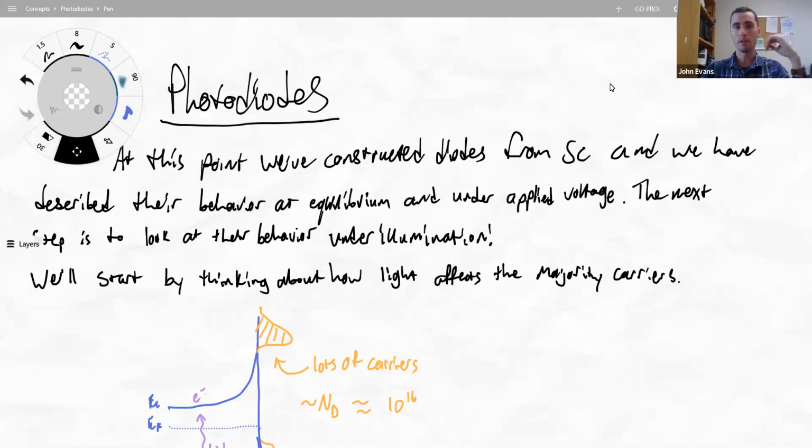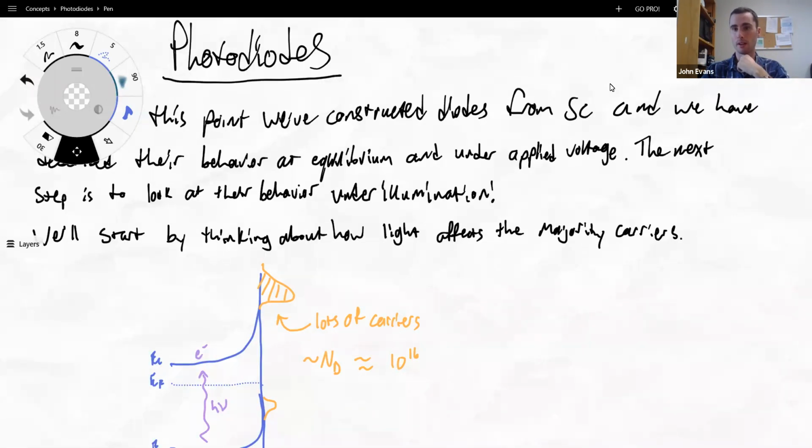So what we're going to do is start by thinking about how incident light affects the different types of carriers. We've been referring to different types of carriers as electrons or holes, or N-type or P-type carriers. There's a different bit of terminology: majority or minority carriers. Majority carriers are whatever is the majority in your semiconductor. If you're an N-type, it's electrons. If you're P-type, it's holes. It's just a new piece of terminology.